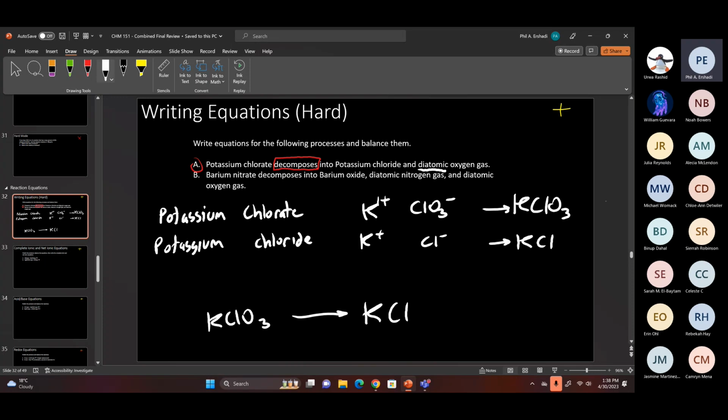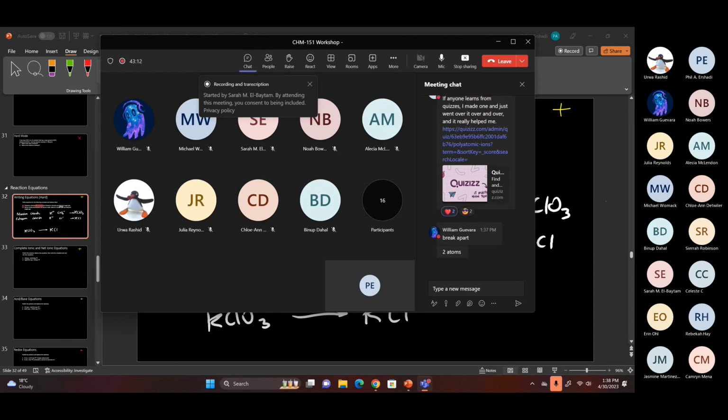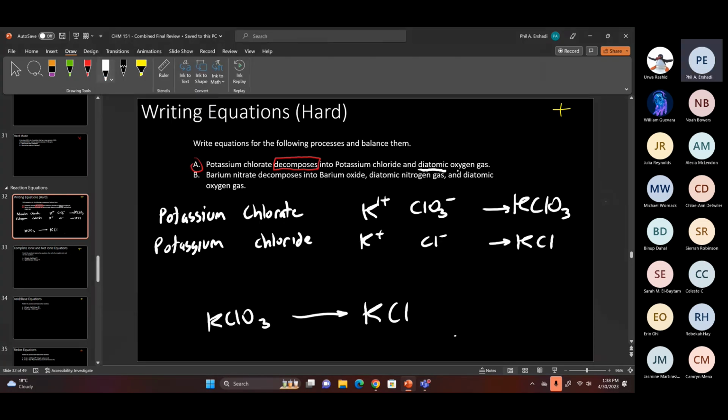And diatomic oxygen gas. Can anyone tell me what the word diatomic means? Two atoms, that's right. So if they ever say oxygen gas or diatomic oxygen gas, it means two atoms of oxygen together. Sometimes they will just say oxygen gas and expect you to know what they mean. So if you see those two words next to each other, that denotes O2.